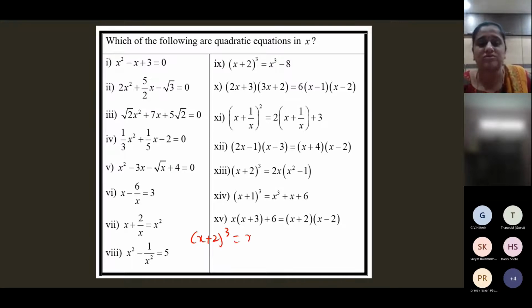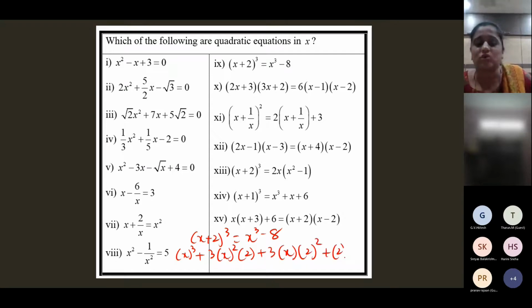x plus 2 the whole cubed is equal to x cubed minus 8. So it's like a plus b the whole cubed. What is a plus b the whole cubed? a cubed plus 3 a square b, 3 into a square into b, plus 3 ab square, a into b square, plus b cubed. Plus 2 cubed is equal to x cubed minus 8.